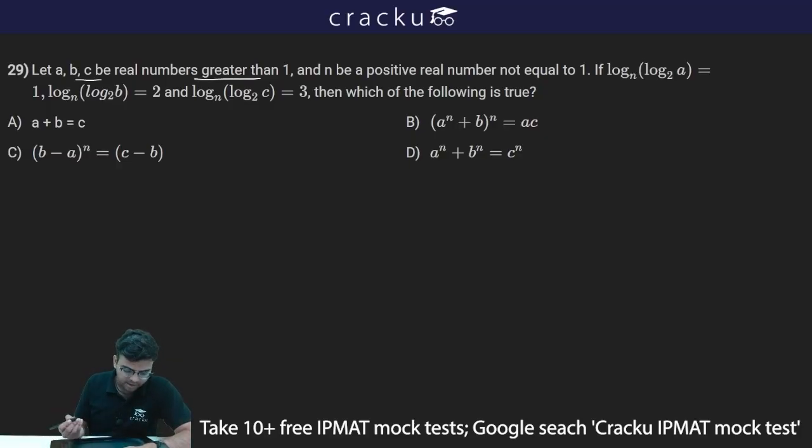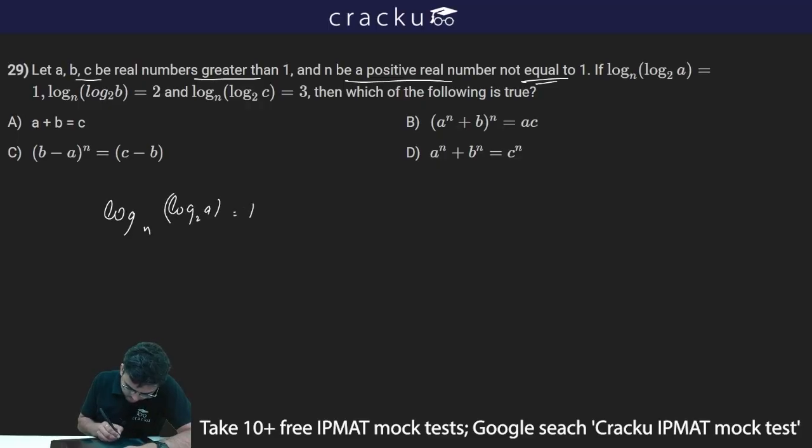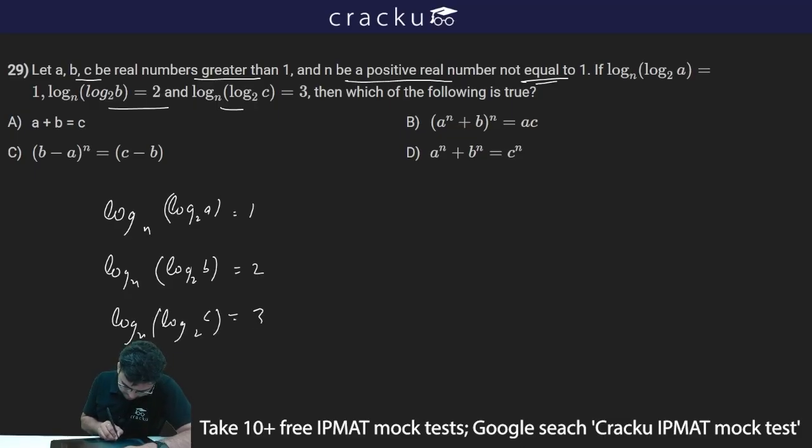The next question is saying, let a, b, c be real numbers greater than 1. So a, b, c are greater than 1, and n be a positive real number not equal to 1. If log base n of log base 2 of a is equal to 1, log base n of log base 2 of b is equal to 2, and log base n of log base 2 of c is equal to 3.